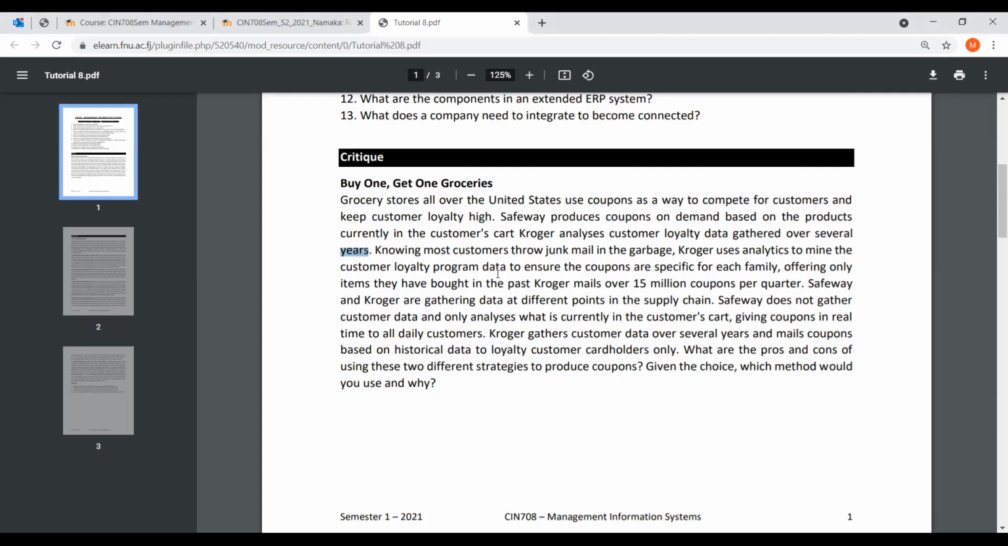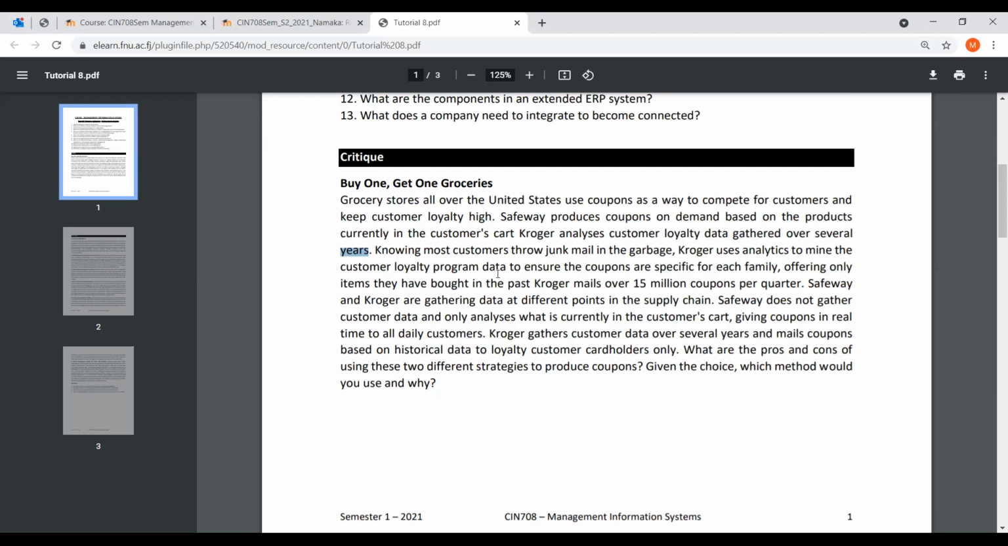Knowing most customers throw junk mail in the garbage, Kroger uses analytics to mine the customer loyalty data, program data, to ensure the coupons are specific for each family, offering only items they have bought in the past. Kroger mails over 15 million coupons per quarter. If I have to sum this up in simple terms, they survey the data over a period of time, see which items you have bought the most, or the most preferable item, and give coupons based on that.